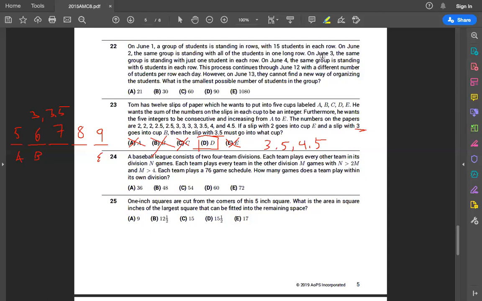On problem 24. So a baseball league contains 2 4-team divisions, and each team plays every other team in its division n times, and every team in the other division m times. Given n is greater than 2 times m is greater than 4, and every team plays 76 games. So I want to know how many games a team plays within its own division.